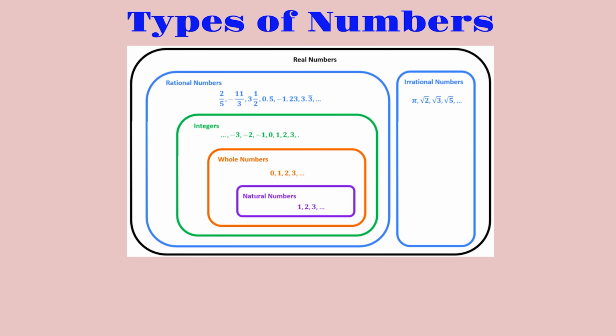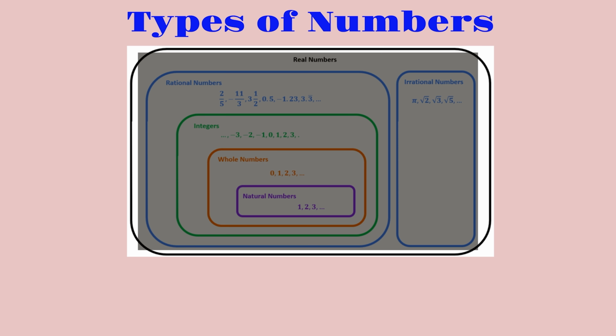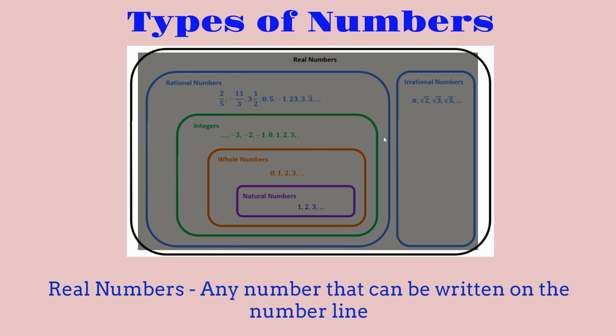So starting off with the types of numbers, everything combined here is called a real number. We can see that real numbers is the biggest box, so everything else inside of this is considered a real number. Real numbers are basically any number that can be written on a number line. That's the definition of what a real number is. Then we can see that real numbers branch off into two different sections, and it keeps on branching off inside of this section. That's what we're going to be explaining in the upcoming slides.